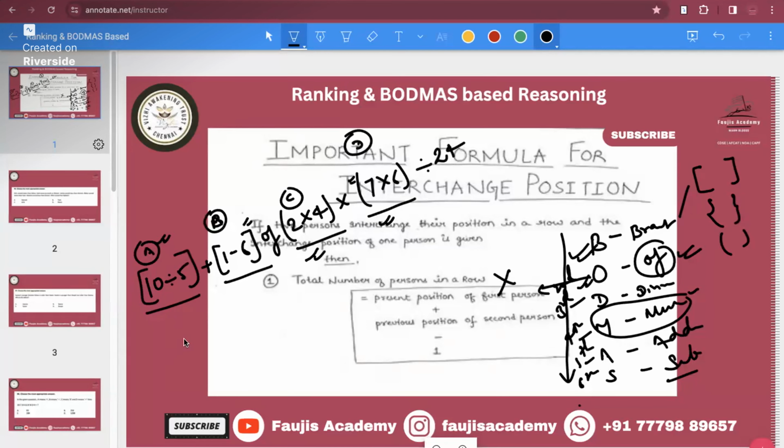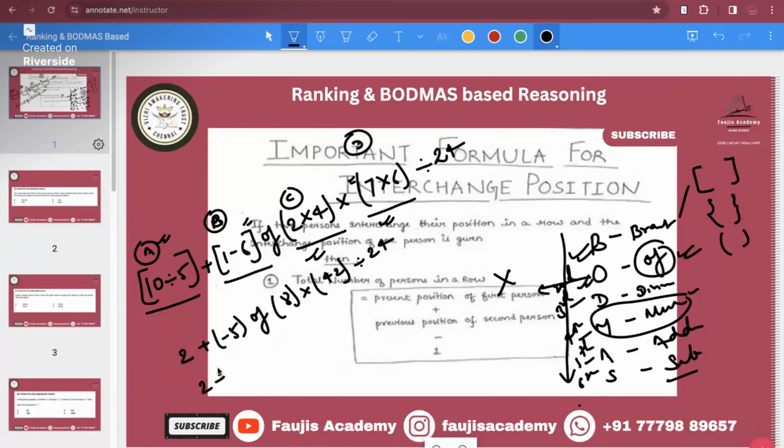So 10 divided by 5 is how much? 2, bracket gone because the whole operation is over. Okay, then plus, put it like this. Why in a small bracket? Because eventually if it comes out of the bracket, it will become minus. Let's write of. 4 into 2, 8. 7 into 6 is 42. Then divided by 24. Okay, right.